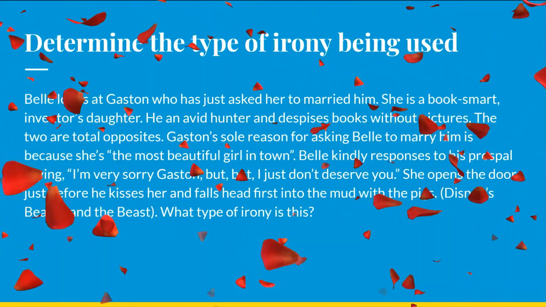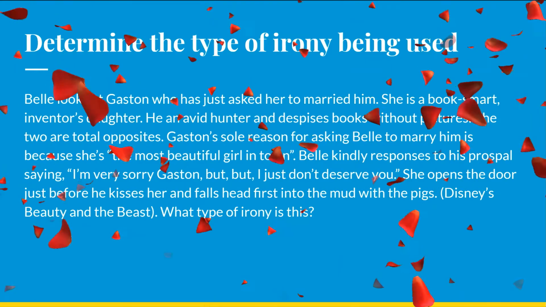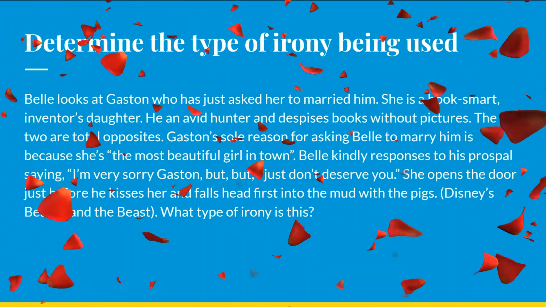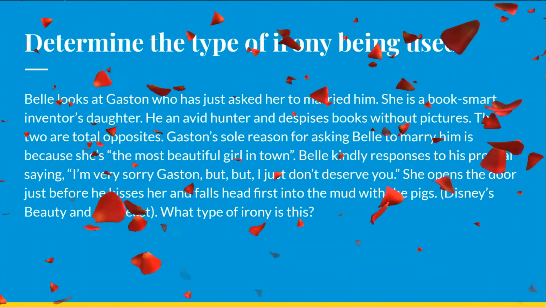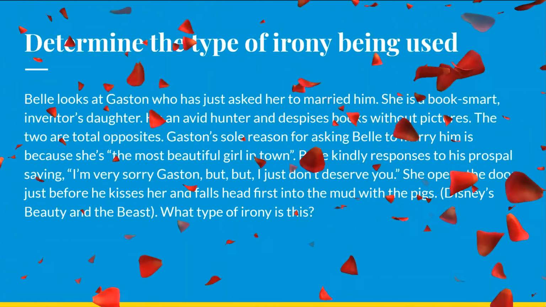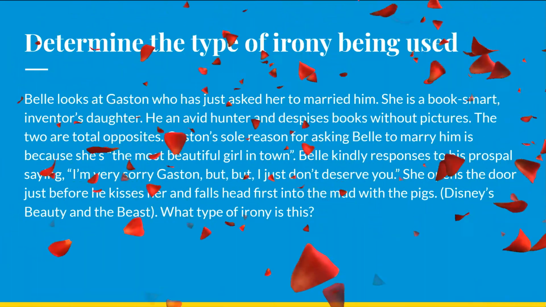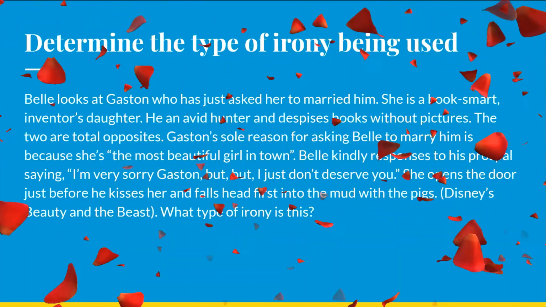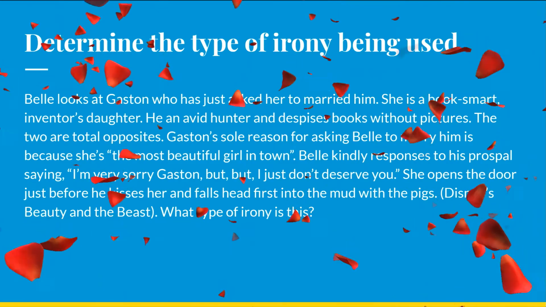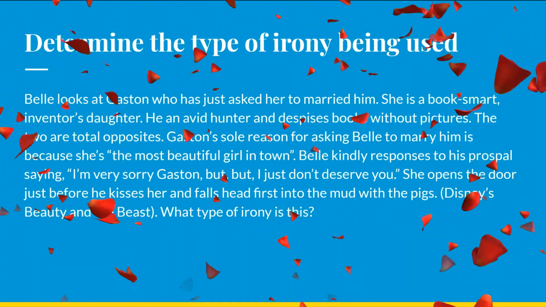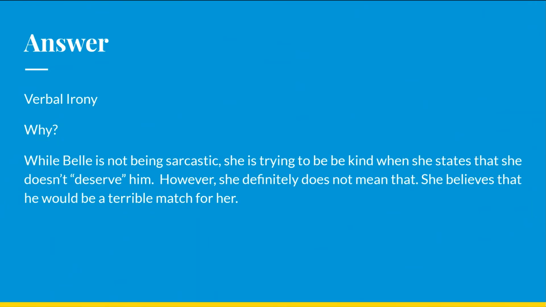He asks her to marry him solely because he thinks that she's so pretty. He does not care about who she is. So when Belle responds, "I'm very sorry, Gaston, but I just don't deserve you." She opens the door and he leans in to kiss her, but he falls face first into mud with a bunch of pigs. The type of irony this is verbal irony.